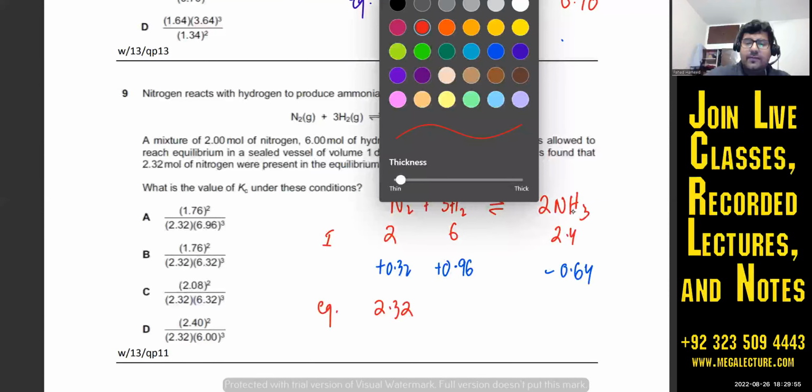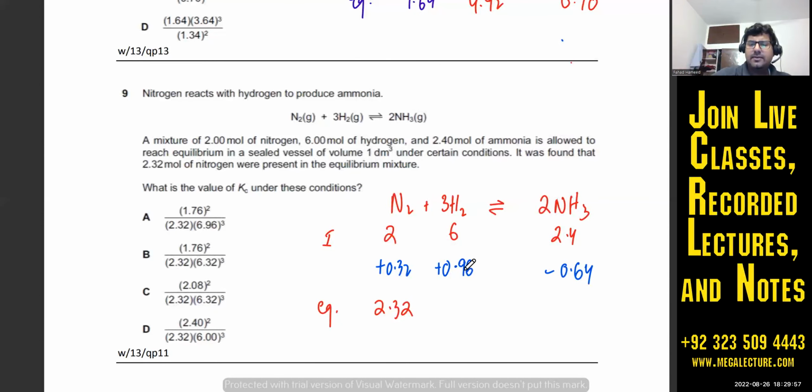And you've got to find out, okay, what's 6.96 for this? You had 6 and you now have an extra 0.96, 6.96. You had 2.4, तो ये निकालो क्या बचता है? 1.76. So 1.76 squared divided by this cubed divided by this power 1. So I guess that's A.